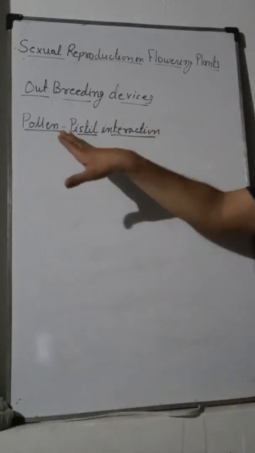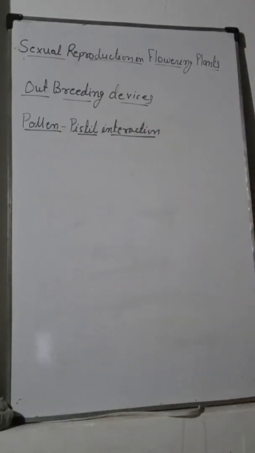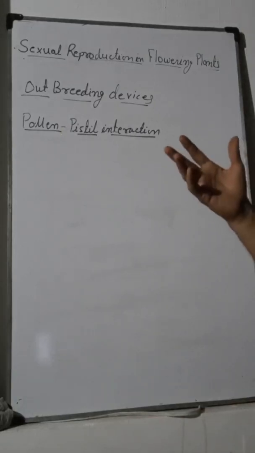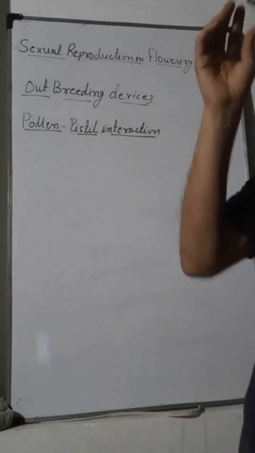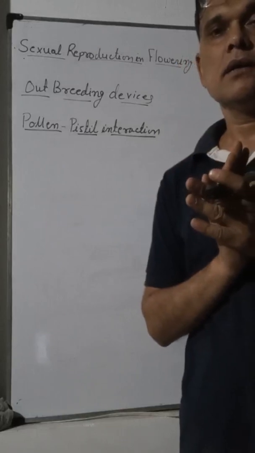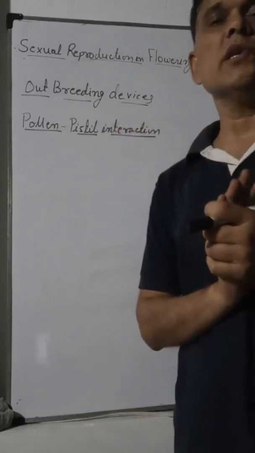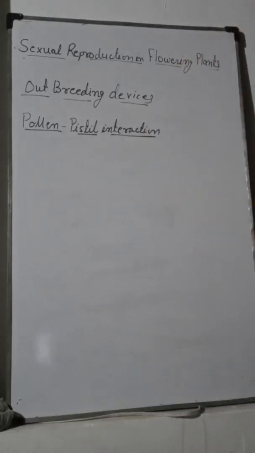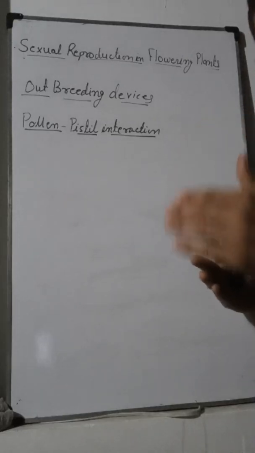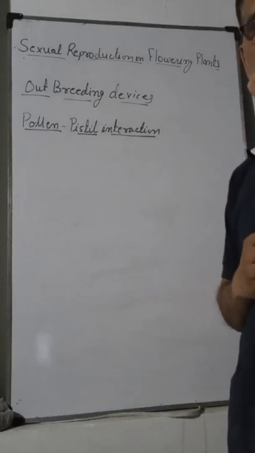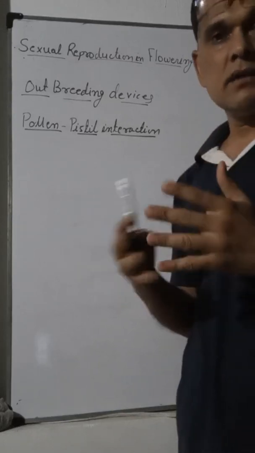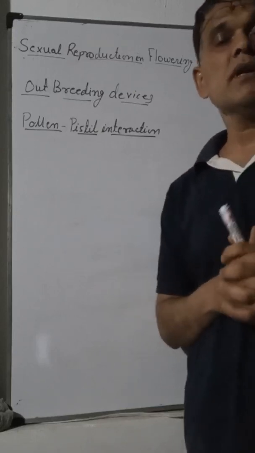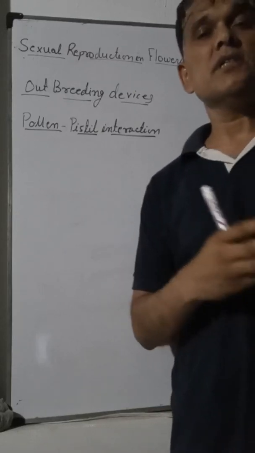The next topic is pollen pistil interaction. After the pollination, all the interactions between the pollen grain and the stigma or female part are included in pollen pistil interaction. After the pollination, there is no guarantee that the right pollen grain is transferred on the right female parts. It may be from the same flower, which is self incompatibility, or it may be from a different species.